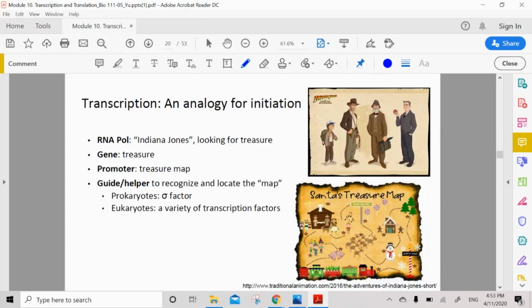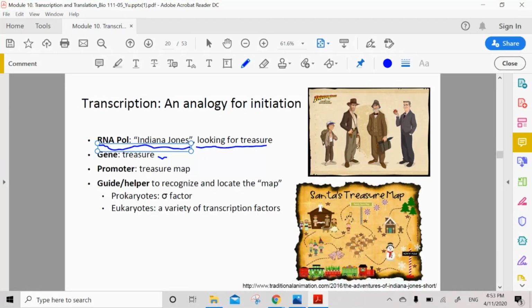Here's an analogy for initiation, to help you remember what the job is for each component. I don't know if you know the movie Indiana Jones. He's always looking for treasures. You can think of RNA polymerase as Indiana Jones, looking for treasure. The treasure is the gene.